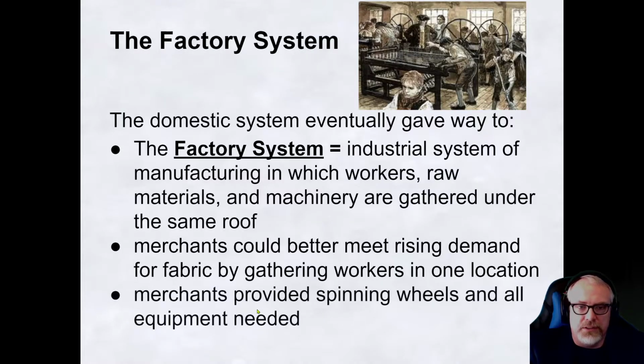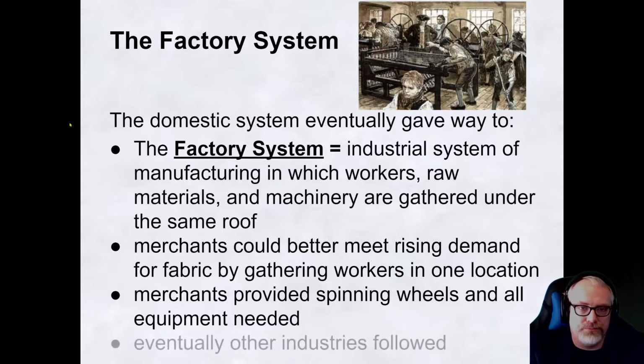The factory system, though, will supersede the domestic system. The factory system is an industrial system of manufacturing in which workers, the raw material, and the machinery are all gathered under the same roof. The merchants could better meet rising demand for fabric by gathering workers into one centralized location. They provided spinning wheels and all of the equipment needed, and because they were doing that, they could pay less to the workers because they owned the means of production.